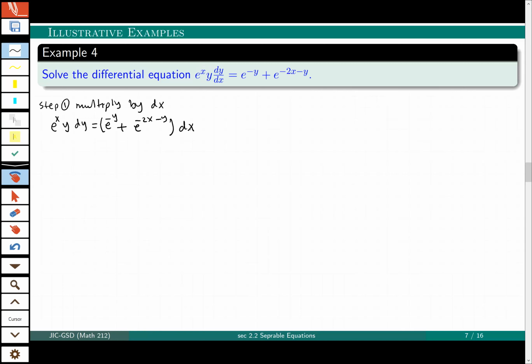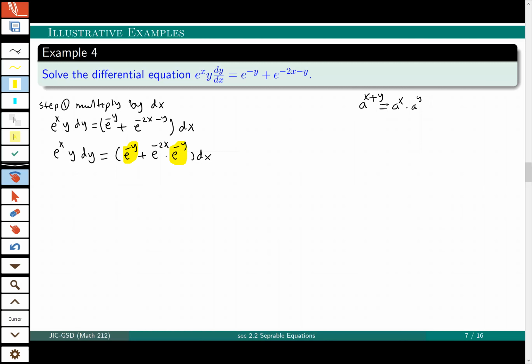We apply the same story when we have a to the power x plus y. In math one, we said it's a to the power x times a to the power y. So this means I have e to the power x times y dy equal to, here I do nothing, but here I have to separate: this is e raised to the power minus 2x times e raised to the power minus y. Now I need to take a common factor. This is e raised to the power minus y, and e raised to the power minus y is a common factor.